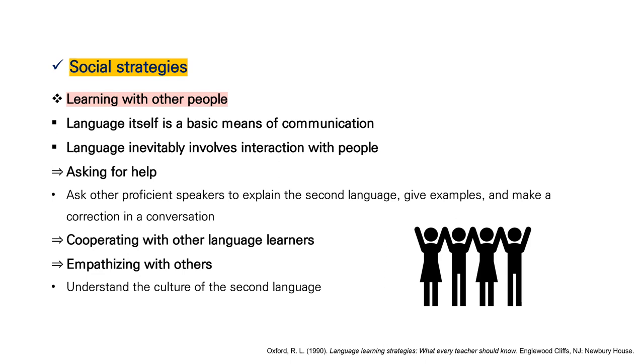The last category of indirect strategies are social strategies, which are related to learning with other people. Social strategies are beneficial for language learning because language itself is a basic means of communication and thus involves interaction with people. Asking for help is one of the examples. Language learners can ask other proficient speakers to explain the second language, give examples, and make corrections in a conversation. Social strategies also contain specific behaviors like cooperating with other language learners or empathizing with others by understanding the culture of the second language.